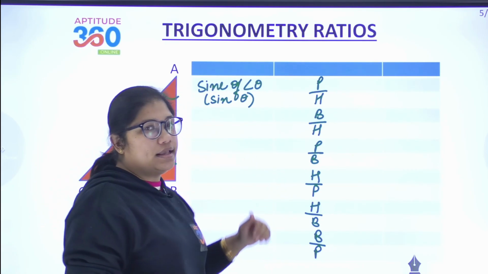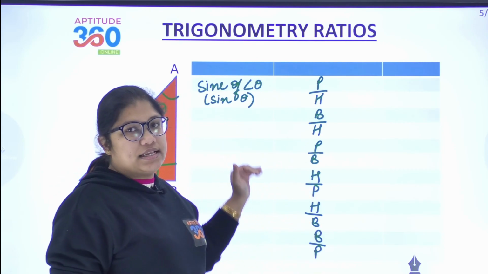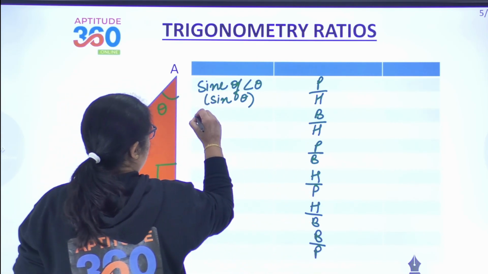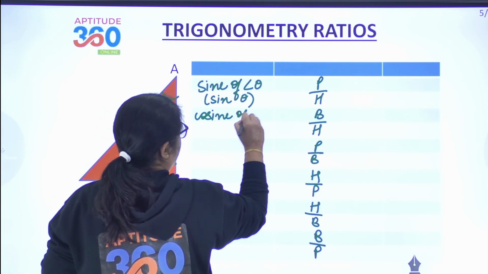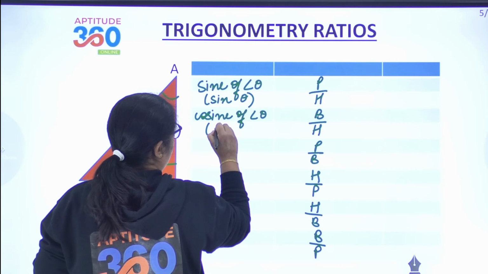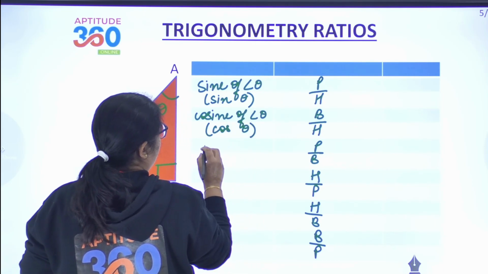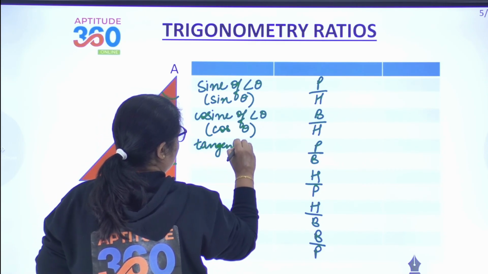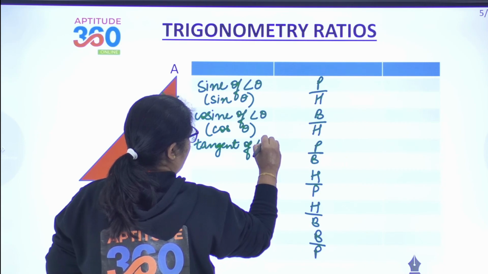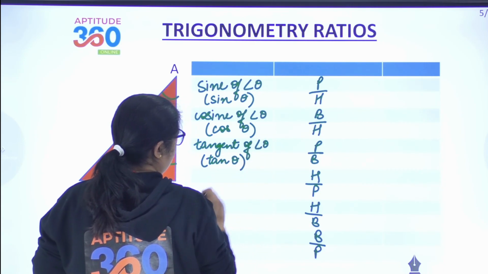It applies to all the other ratios which I'm going to write now. All the other ratios have similar names like these. For example, the second one is called your cosine of angle theta or cos theta. Third one is called your tangent of angle theta or tan theta.